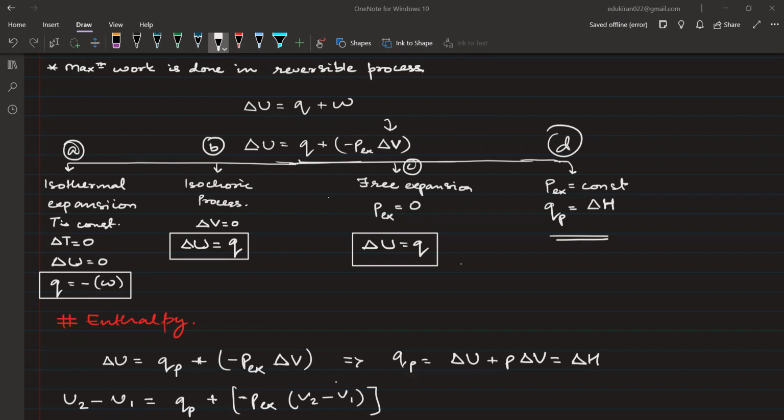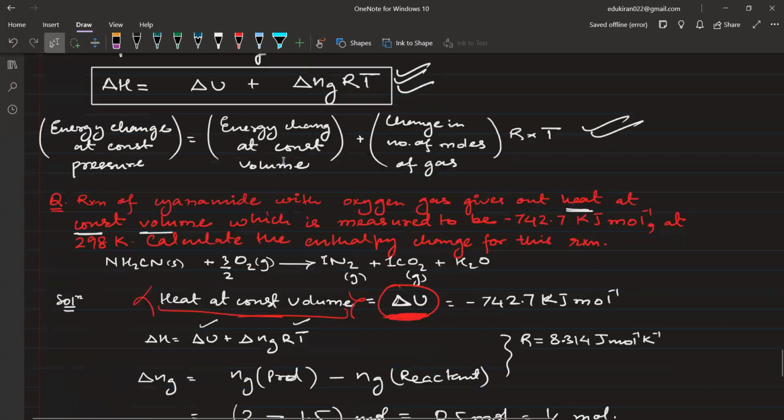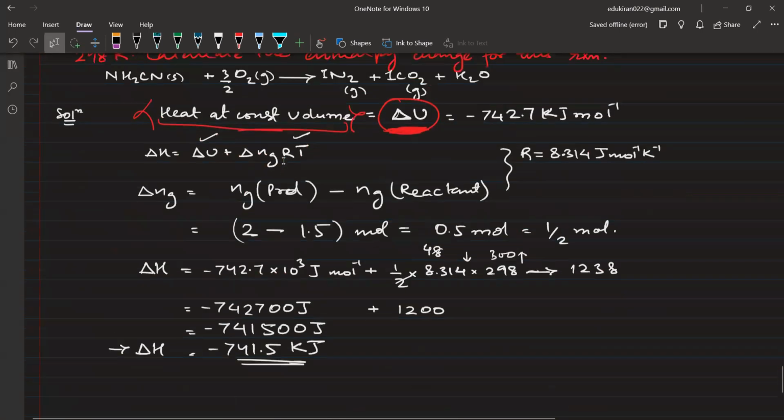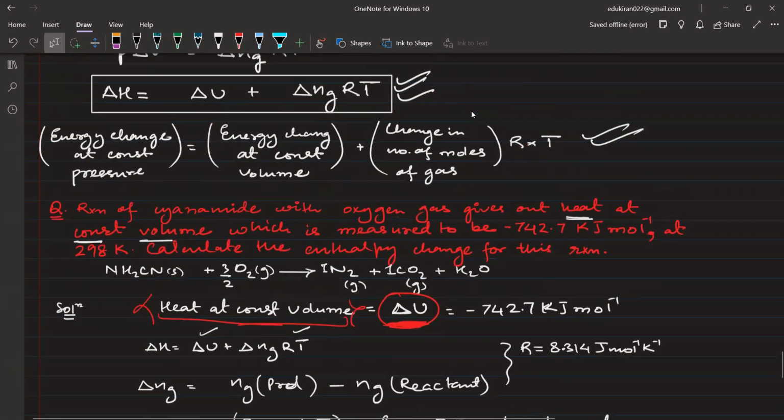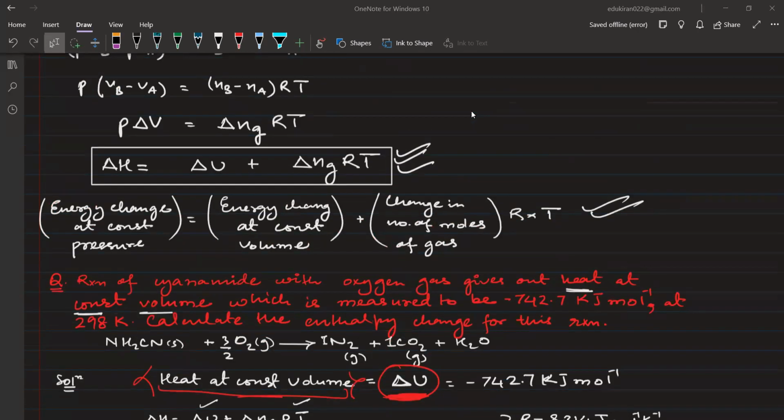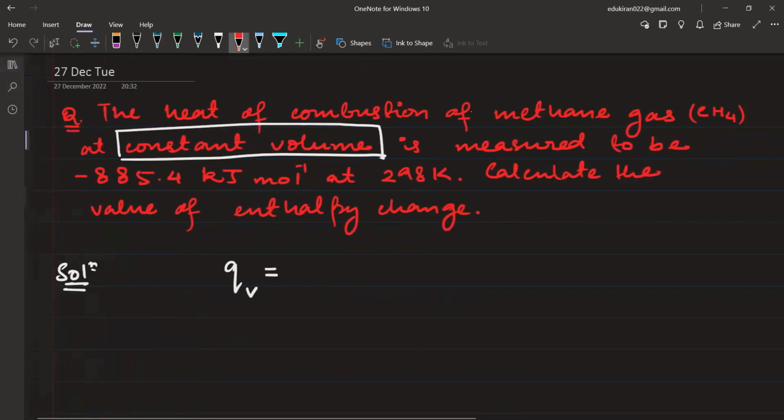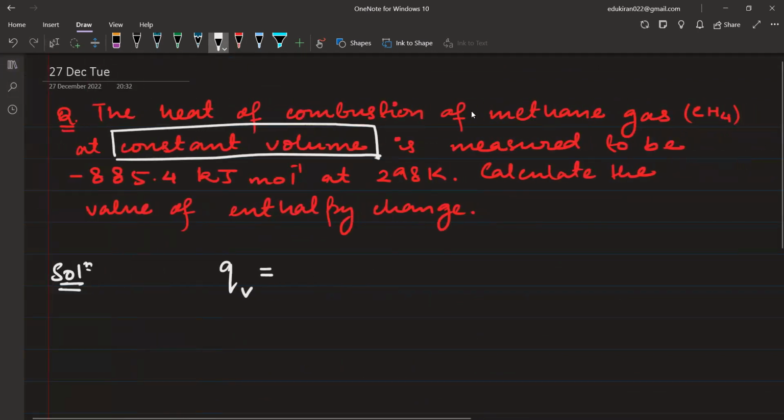Okay. See, here change in volume is equal to 0. If change in volume is equal to 0, that means constant volume. And at constant volume, we get delta U. In the last lecture, I also told you, delta H is energy at constant pressure, and delta U is energy at constant volume. So Q, when the volume is constant, is equal to delta U. And what we need to find is delta H.